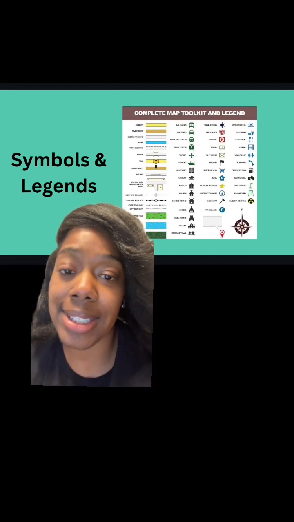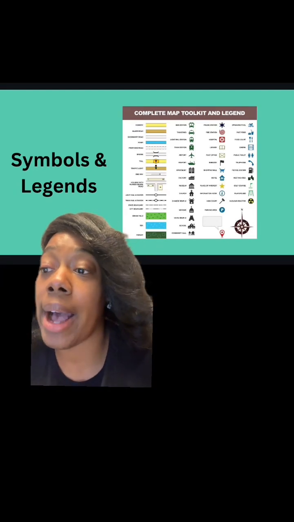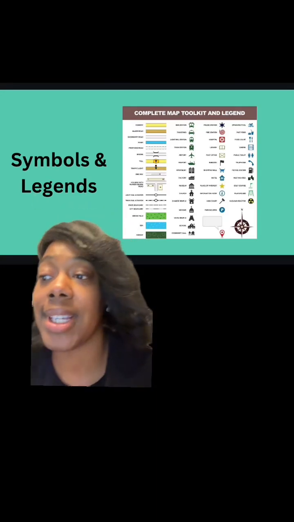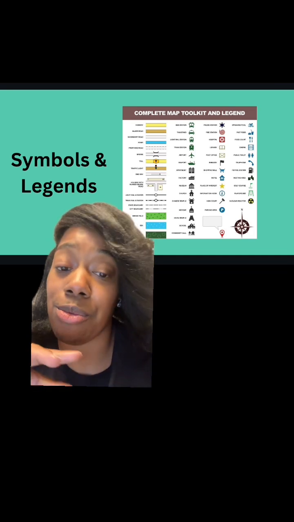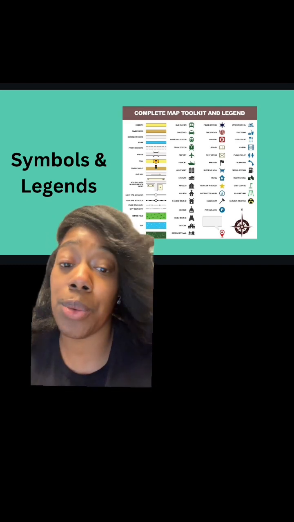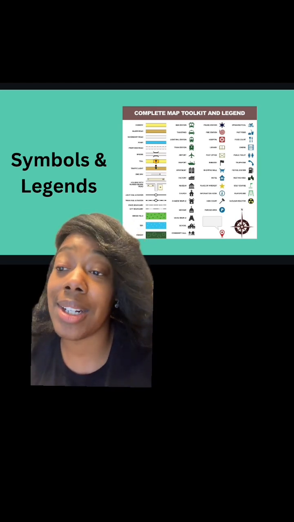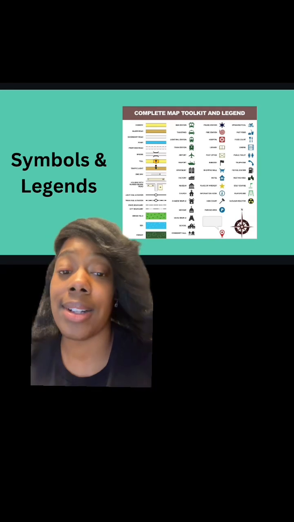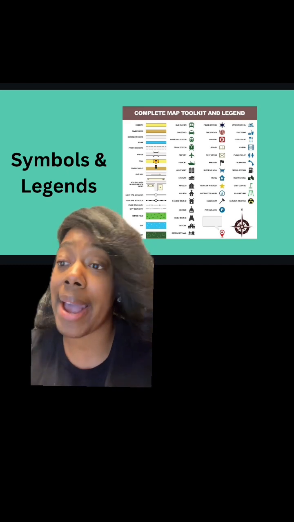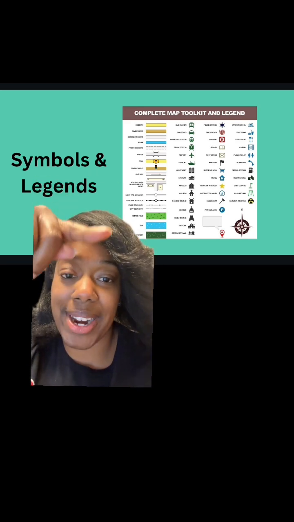Next up in your atlas, you will find symbols and legends. Maps can be super detailed, so how do you understand everything on it? Through symbols and legends. These tiny images represent real world things like parks, schools, mountains, but where do you find out what all these symbols mean? That's where legends come in. Legends are like a dictionary of the map symbols. Every map has a legend that explains what each symbol represents, as you see right here.